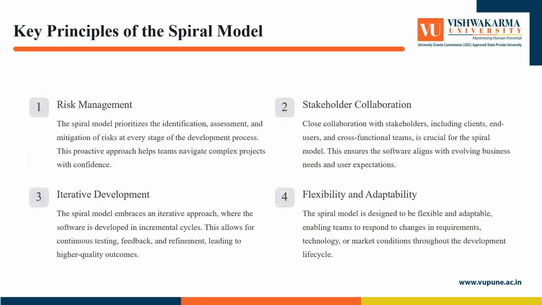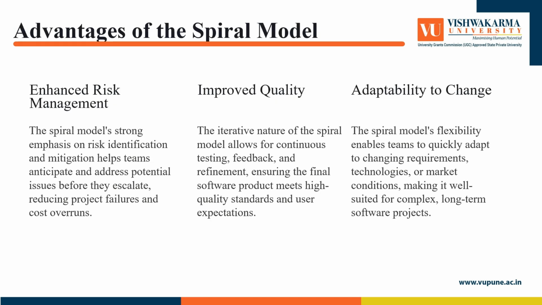Stakeholder collaboration. Close collaboration with stakeholders, including clients, end users, and cross-functional teams, is crucial for the spiral model. This ensures the software aligns with evolving business needs and user expectations. Flexibility and adaptability. The spiral model is designed to be flexible and adaptable, enabling teams to respond to changes in requirements, technology, or market conditions throughout the development lifecycle.